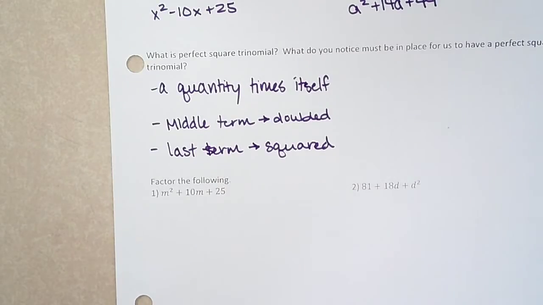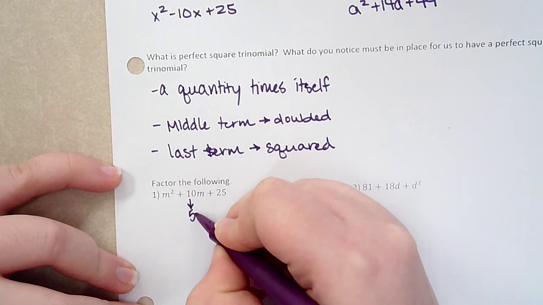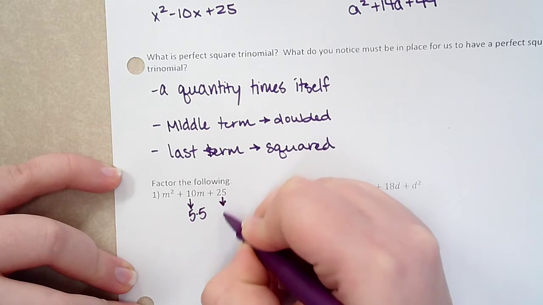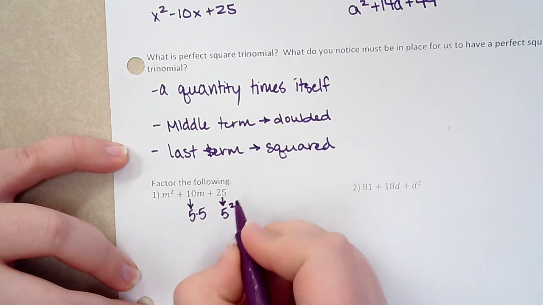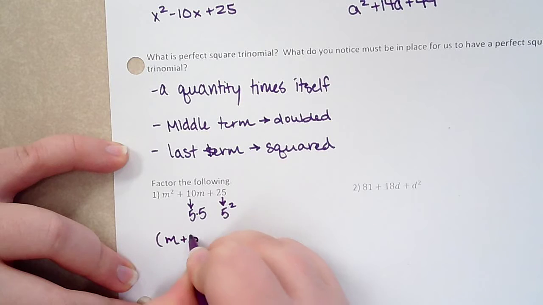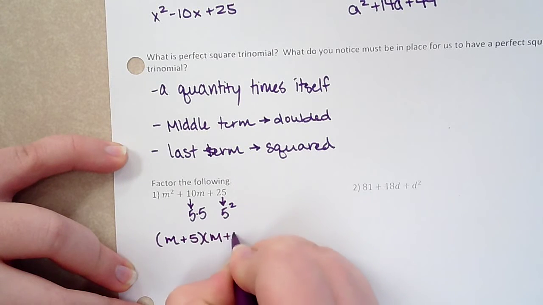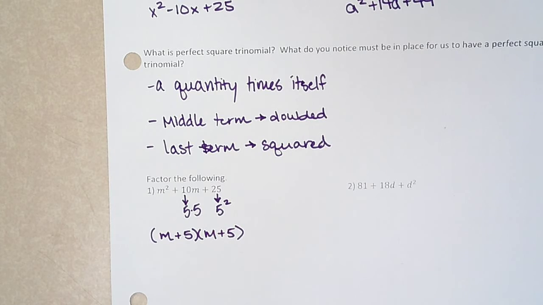So, factor the following. If we notice that something is a perfect square trinomial, we can immediately go backwards. Notice 10 is 5 doubled, and 25 is 5 squared. Because this fits our perfect square trinomial format, we know that it's m plus 5 times m plus 5. And I can FOIL that back out to double check myself. However, I don't really need to in this case.